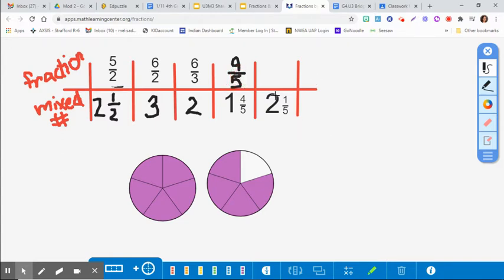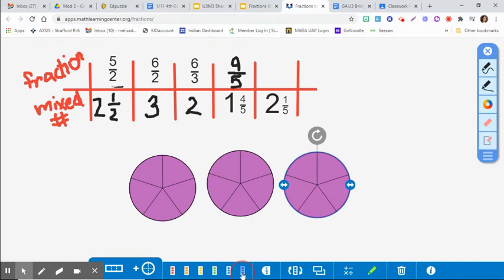One more. So this is also in fifths, so that helps a lot. But it's 2 1/5. So let's go ahead and give that another one, another 2 here. I'm going to copy this, but then I need to take off some of the color, don't I? So let's take it all off. There we go. So now we've got 2 holes, and then it says 1 more fifth.